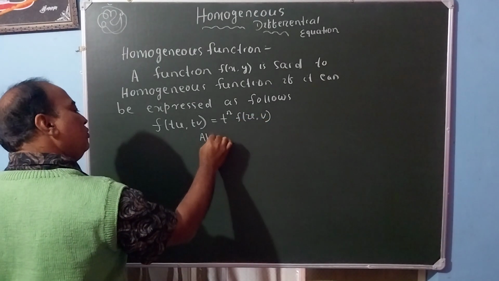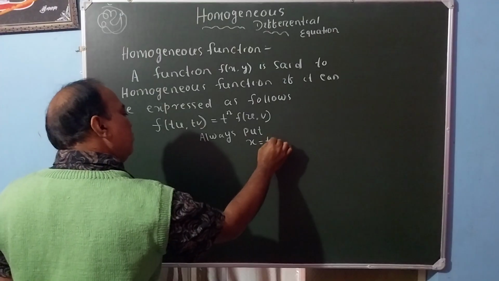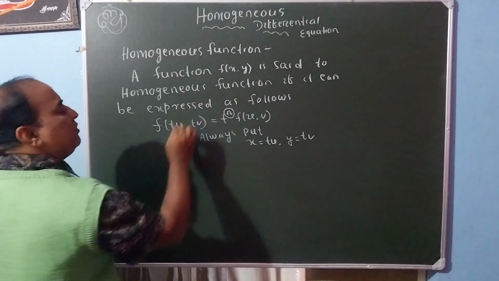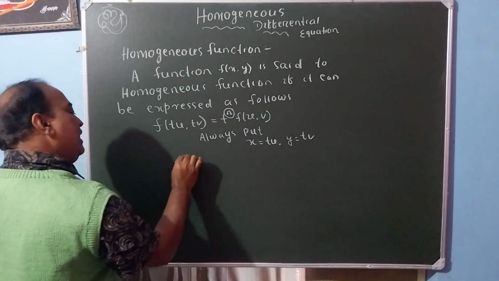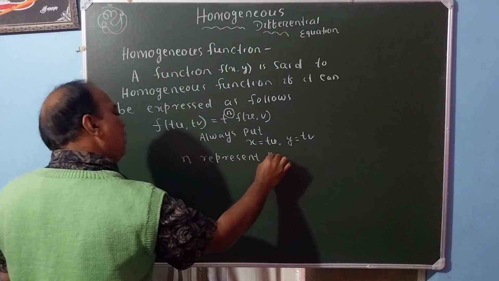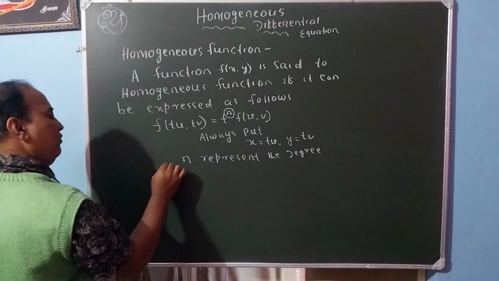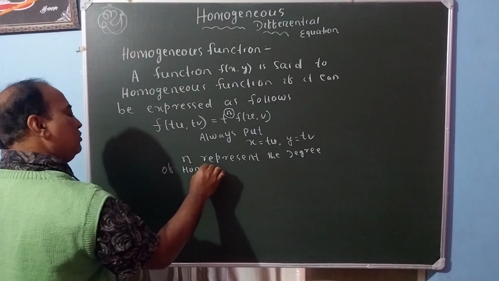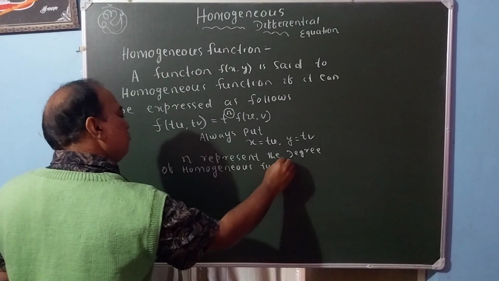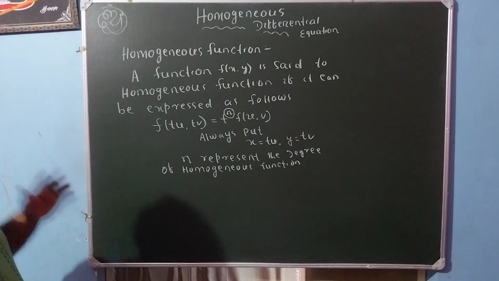Always put x = tu, y = tv. Here n represents the degree of the homogeneous function.